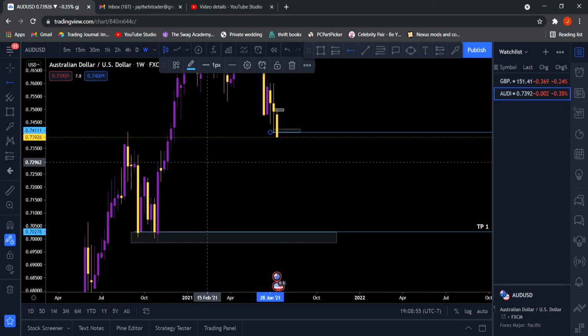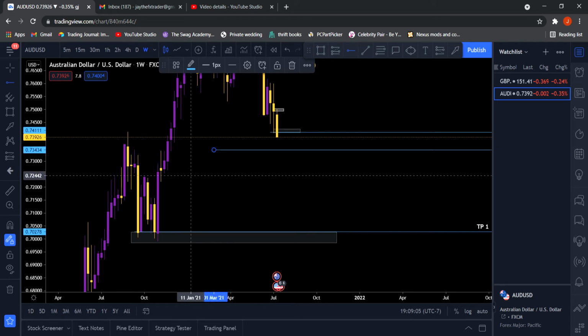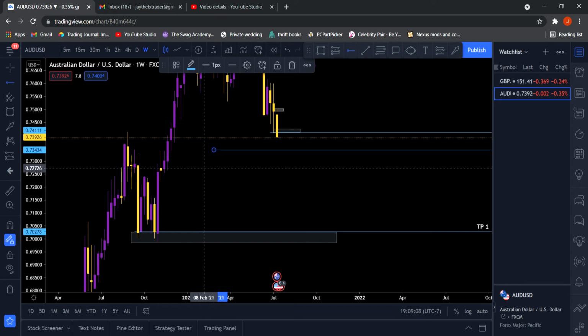I probably do a Fibonacci on a pullback. I catch the pullback in my goal zone, which is the 50% and 61.8. I'll probably catch a pullback right here and get in another position.